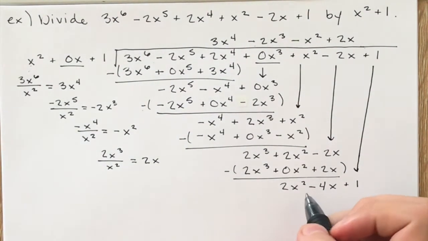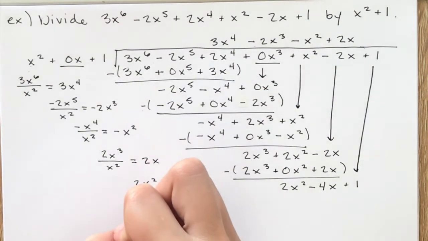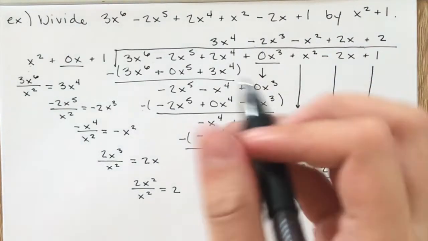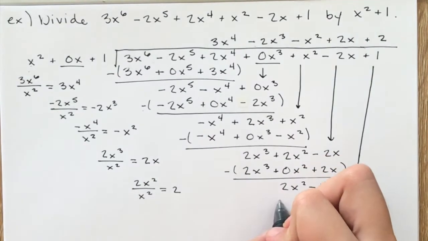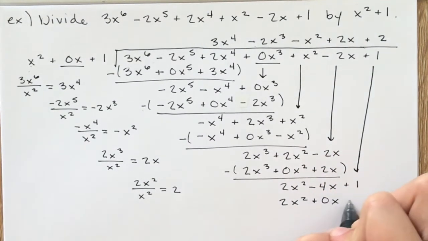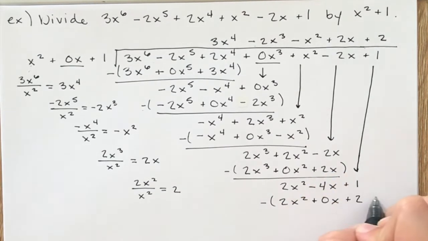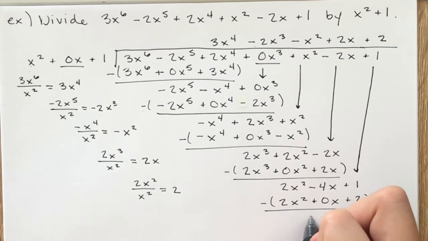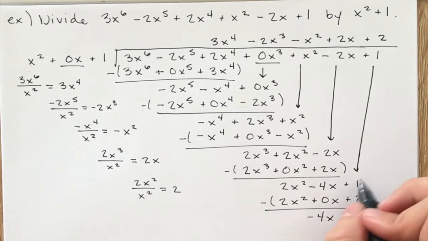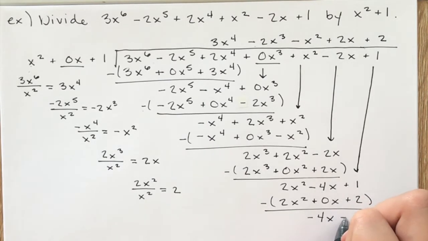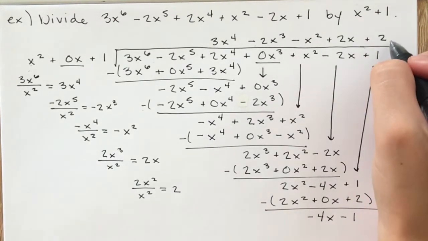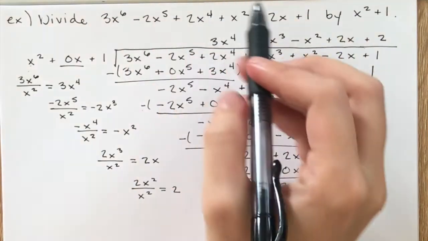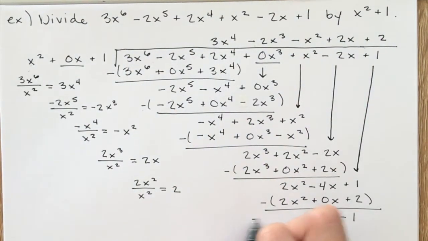Last but not least, we have 2x squared divided by x squared. This leaves us with just 2, so we have plus 2 on top. 2 times our divisor is 2x squared plus 0x plus 2. I subtract. These guys cancel. Negative 4x minus 0 is negative 4x. And 1 minus 2 is negative 1. I've reached the end of our quotient, right? There's no more terms to bring down, so we are done. This is our quotient up top, and this is our remainder.